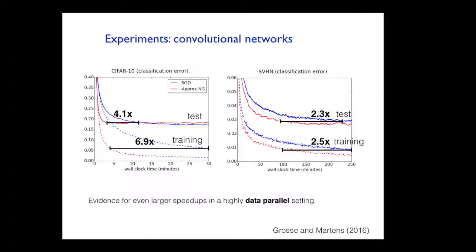And interestingly, the speedups appear to get even larger if we're in a highly data parallel setting. So if you're trying to train a network on a large cluster, and you want to distribute the data across different machines, then it appears there'll be even more advantage to taking account of curvature information.